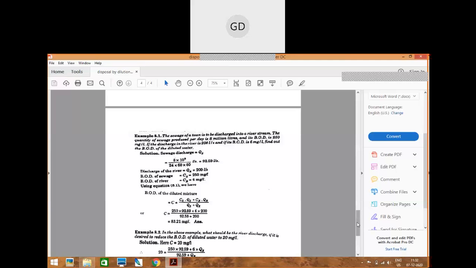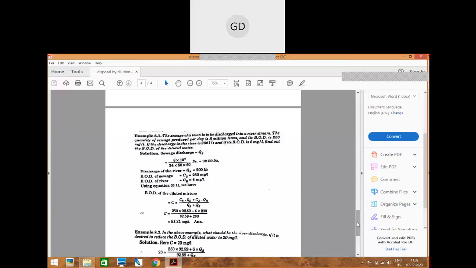Here, the discharge of the sewage is 8 million liters. So you first convert 8 million liters into liter per second. If you convert it to liter per second, it will be 8 into 10 to the power 6 divided by 24 into 60 into 60. So you first convert million liters per day to liter per second.